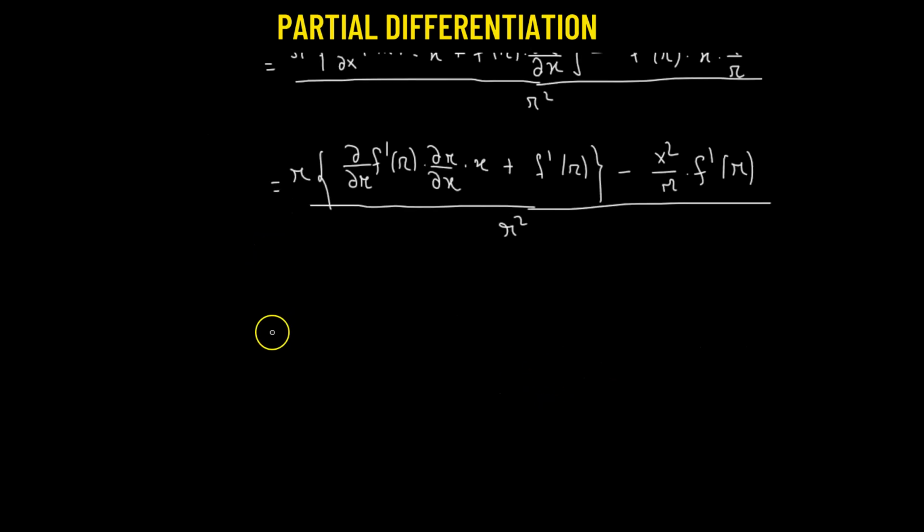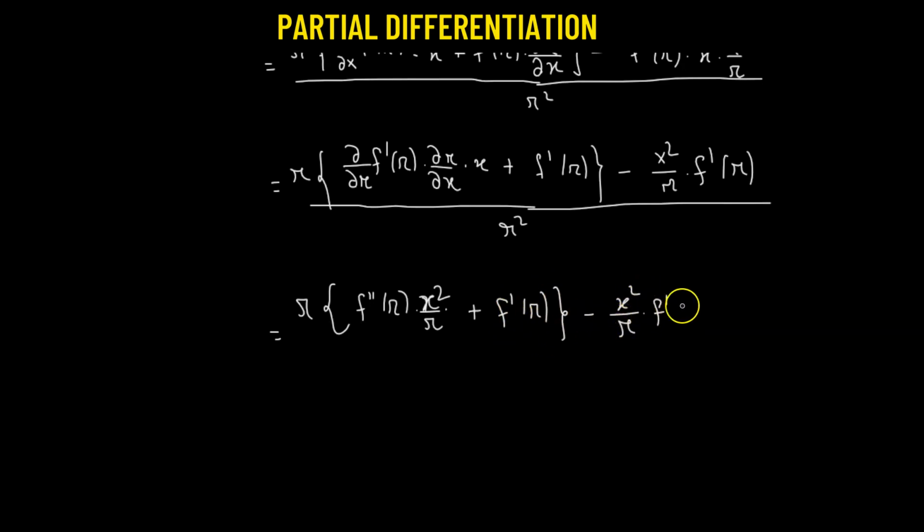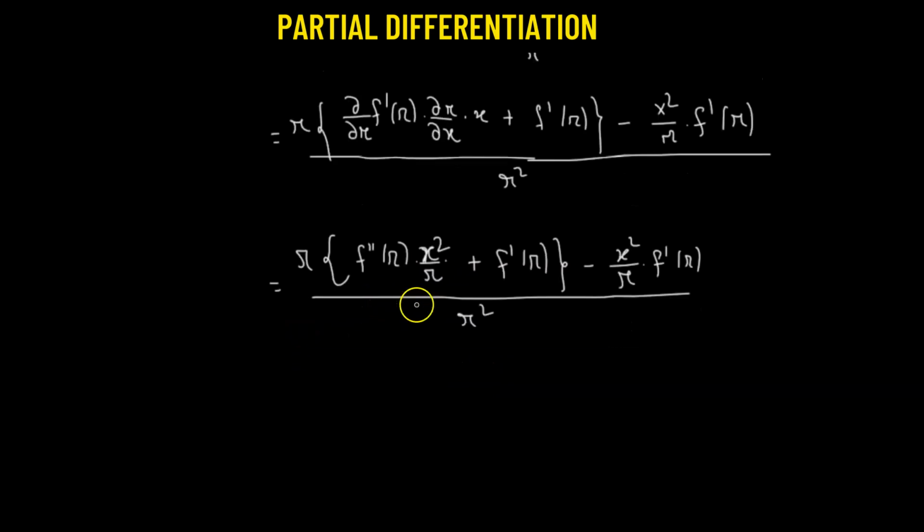That means we now have r multiplied to the partial of f prime of r with respect to r, so that will be f double prime r multiplied to the partial of r with respect to x. We can replace it with x divided by r multiplied to x, so we have x squared times the x squared divided by r, plus f prime of r minus x squared divided by r times f prime of r, whole divided by r squared. Now we will multiply r to each of the two terms within the parentheses.